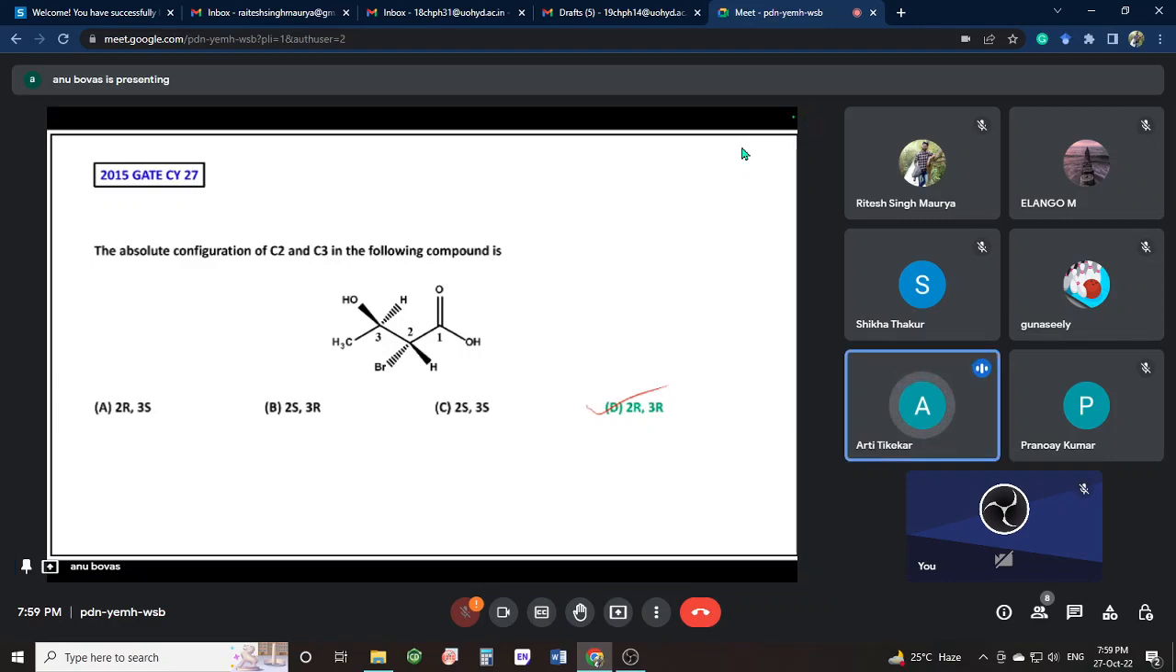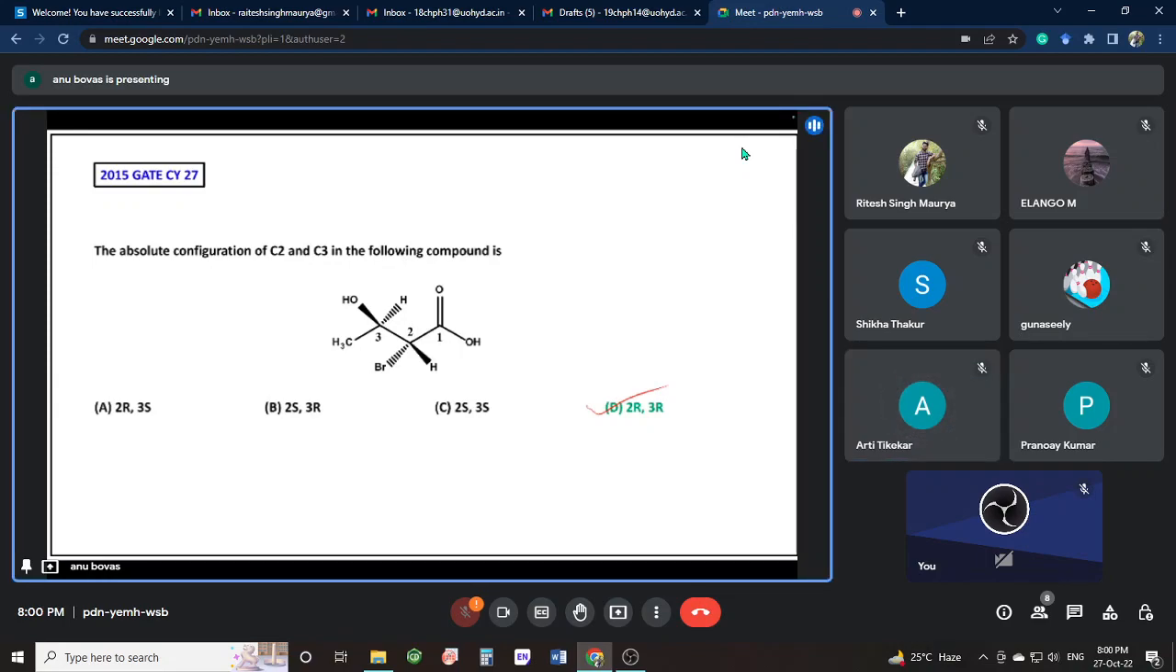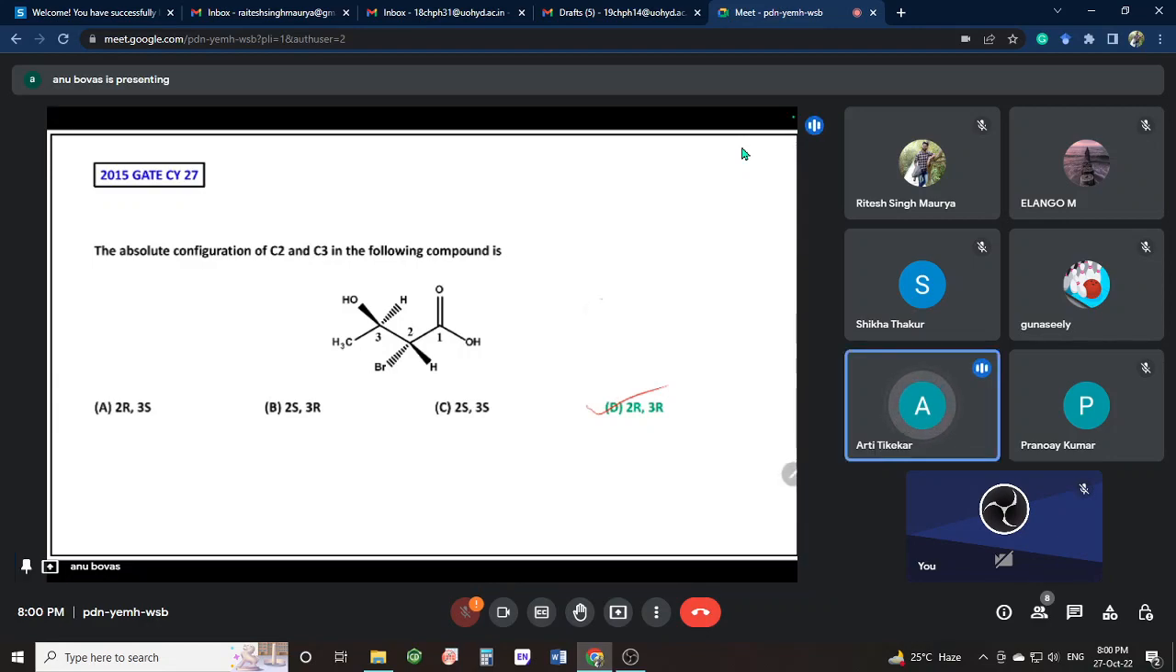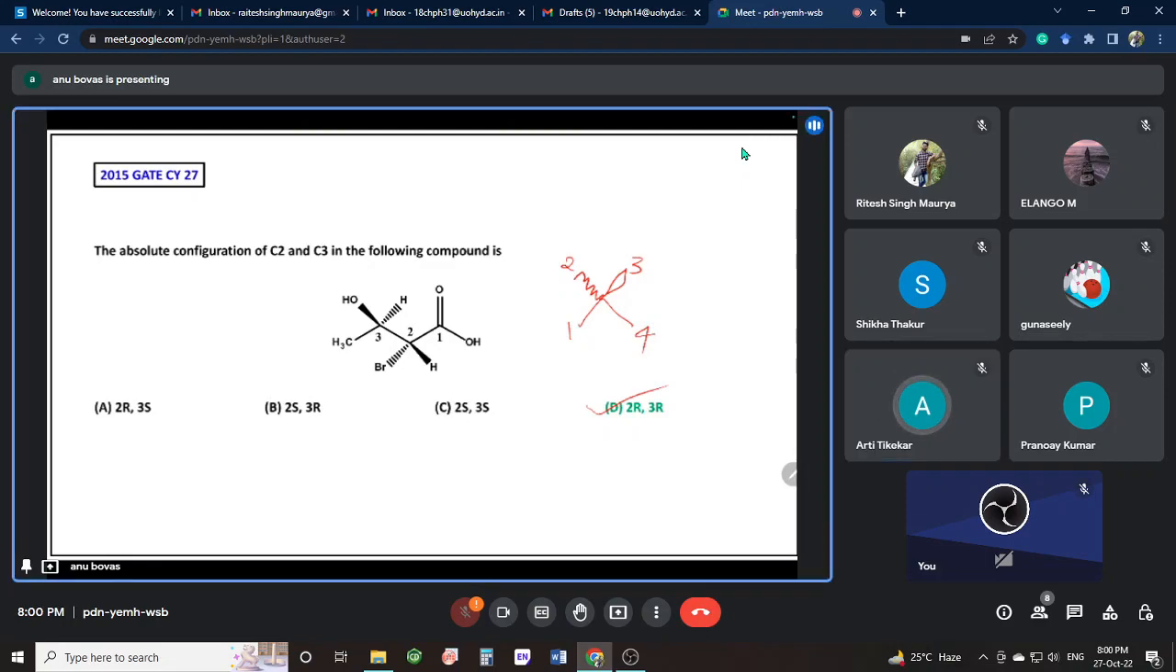Ma'am, what if second and third priority groups come on dotted and dark lines? What? Second and third priority? If they come on dotted or a dark line, then what will that be? No need of getting confused at all. You can interchange anything with anything, you just have to interchange two times. So you can interchange 4 with 3 or 1 with 3 or 1 with 2, anything, but you have to make the fourth one be in the last position.